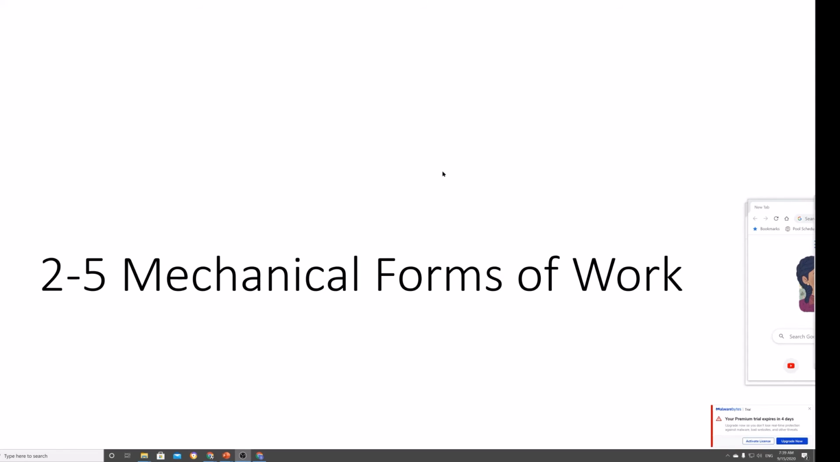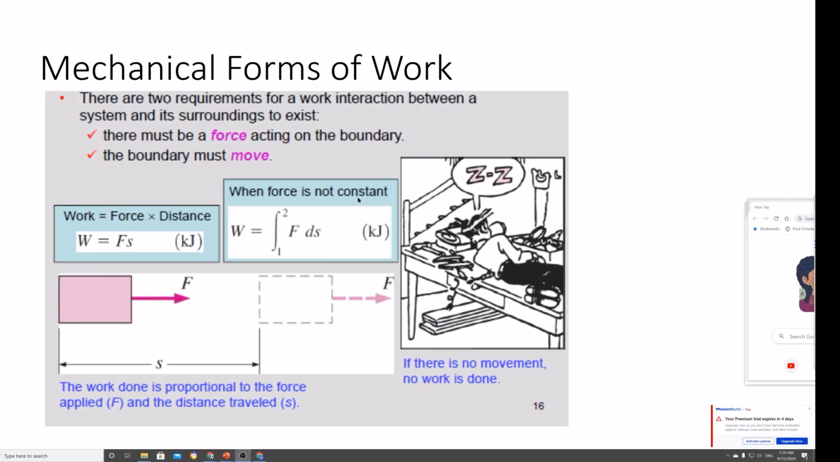Okay, next is mechanical forms of work. Just thinking about the interaction between the system and the surroundings. To have a work interaction, you have two requirements. You have a boundary that must move, maybe thinking about it in terms of a piston, and a force acting across the boundary. If we have a constant force, it's just force times whatever distance. Then we have work performed.